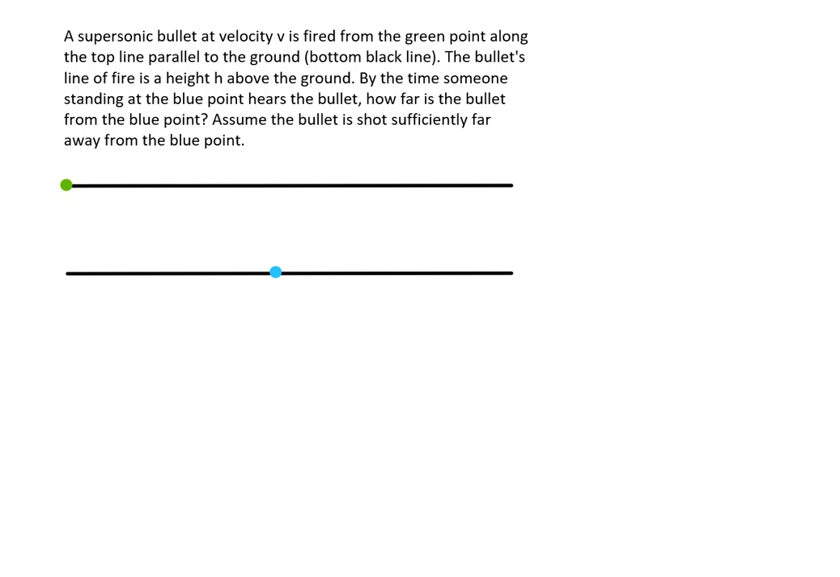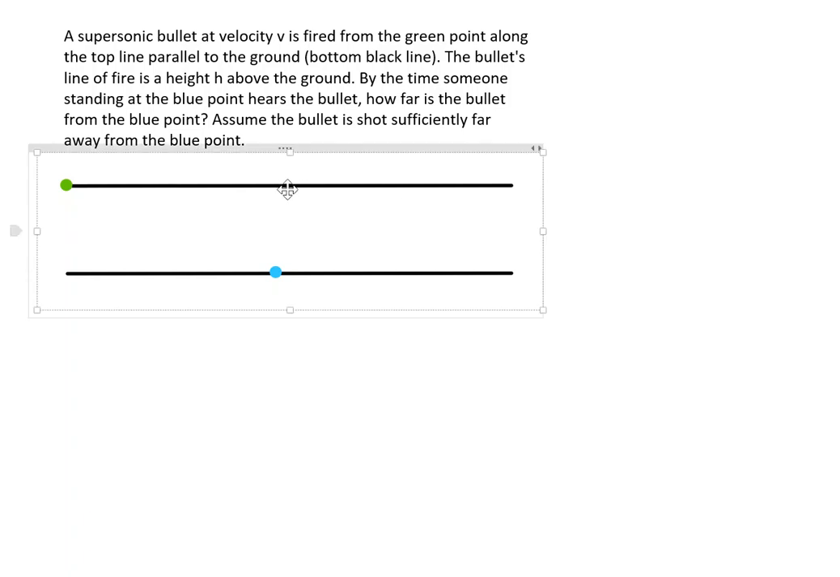A supersonic bullet at velocity v is fired from the green point along the top line parallel to the ground, which is the bottom black line. The bullet's line of fire is a height h above the ground, and by the time someone standing at the blue point hears the bullet, how far is the bullet from the blue point? And assume the bullet is shot sufficiently far away from the blue point.